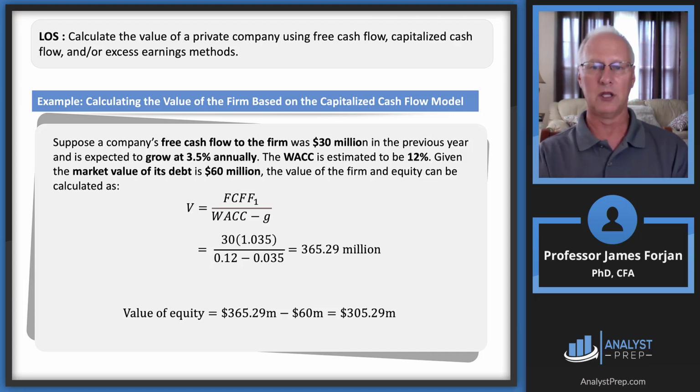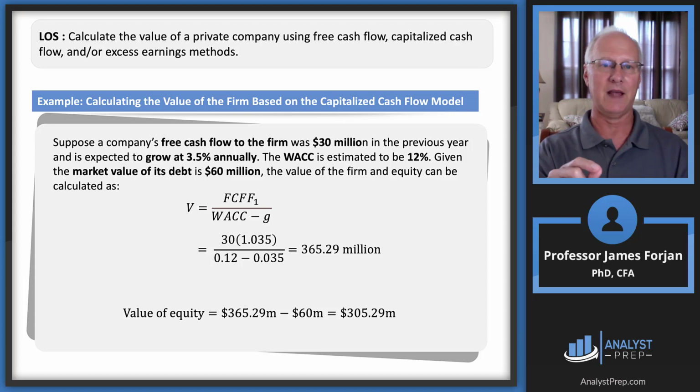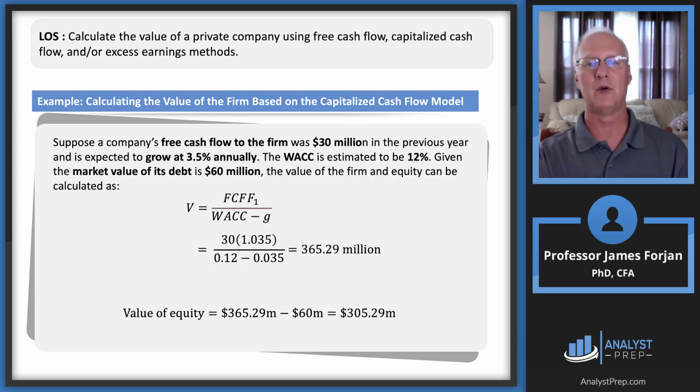Make sure you answer the question, value of the firm or value of the equity. So what did I say? Answer choice A: if the question is calculate the value of the firm, answer choice A will be with 30 in the numerator. Answer choice B will be 305, value of the equity, and then the correct answer, C, will be 365.